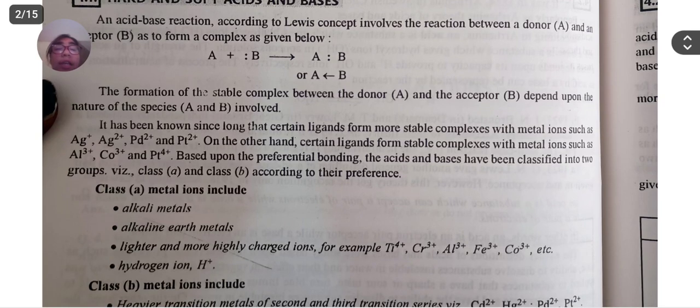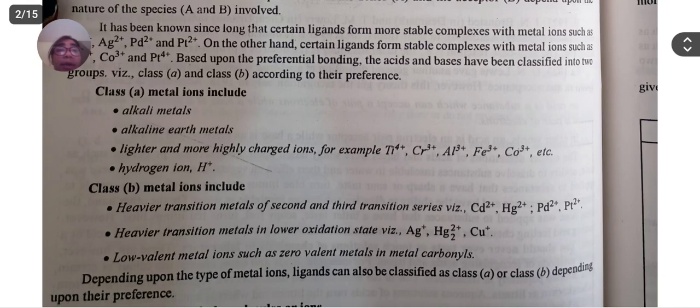Class A metal ions include alkali metals, alkaline earth metals, and lighter and more highly charged ions: Ti4+, Cr3+, Al3+, Fe3+, Co3+. Class B metal ions include heavier transition metals of the second and third transition series, heavier transition metals in lower oxidation states, and low valent metal ions such as zero valent metal in metal carbonyls.